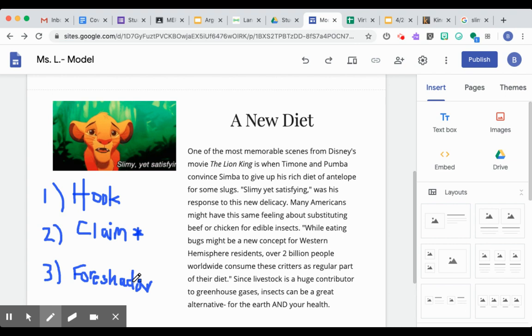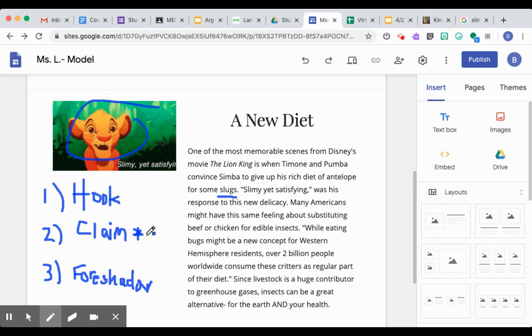Okay, sorry, kind of messy. So, when I was thinking about my subtopic of sustainable eating, one of the things that came to mind was of course The Lion King. Simba was put in a similar situation to what I feel we as United States citizens are going through. We love beef, we love tacos, we love bacon, we love pork, all these different things. But when asked to think about possibly eating insects, like Simba was asked to eat slugs, the idea is kind of gross.